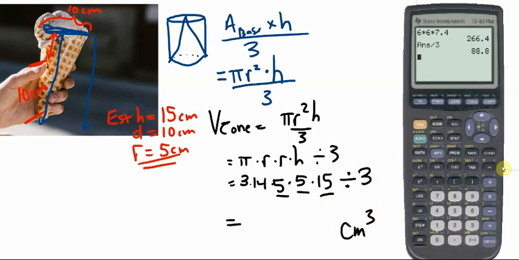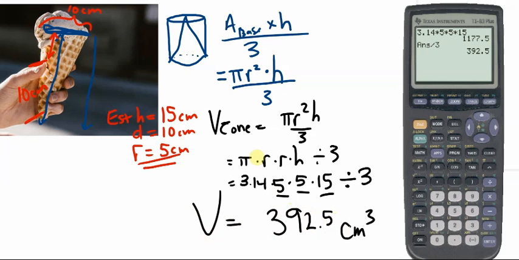All right, clear everything off. I'll just use 3.14 times 5 times 5 times 15, hit enter, divide by 3. So the volume of this cone suggests that it's 392.5, or 393 centimeters cubed, of this cone.